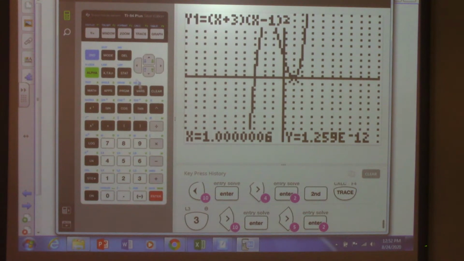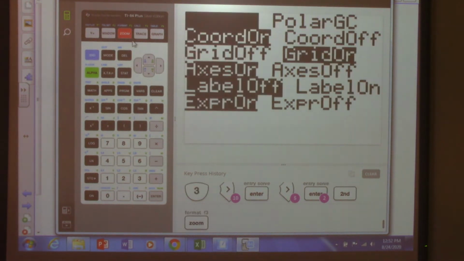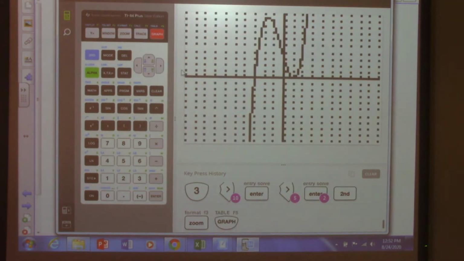No. What you do to get the dots, you press second format right here and go to grid on. Wait, second format. Second zoom. Second zoom, see? Then you turn the grid on, and when you turn the grid on, you'll have this looking thing.